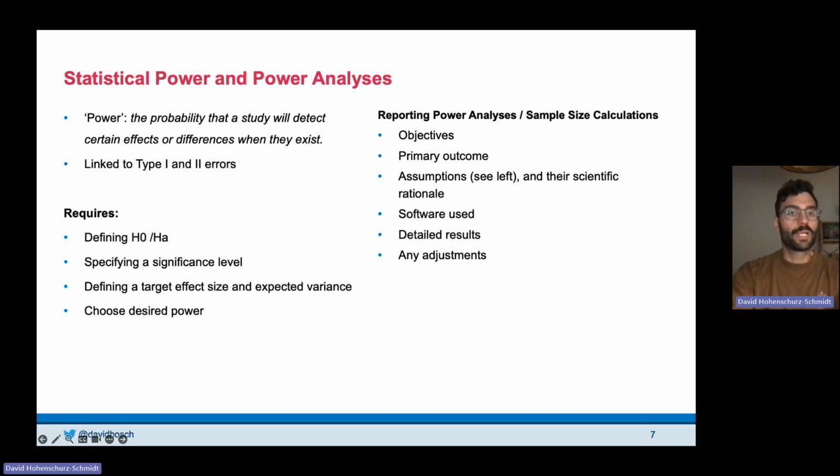So what they should report is really what the objective was of the power analysis. Was it to determine the sample size, or was it to go through different scenarios? What's the primary outcome that they've actually powered their study towards? So was it differences in pain levels, or did they look at disability outcomes, etc.? What were the assumptions that they've put into the model? That's what we've just discussed, the software, and then the detailed results. So rather than saying our study was well powered, they should really be able to say we've had X% of power to show Y effect size, etc.